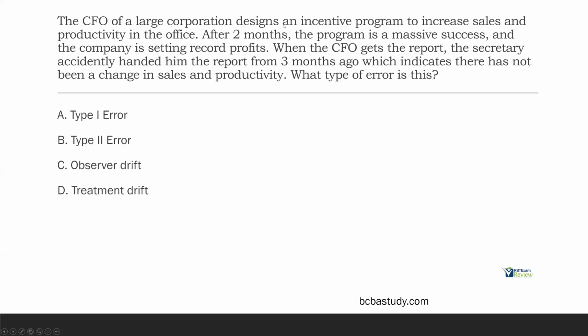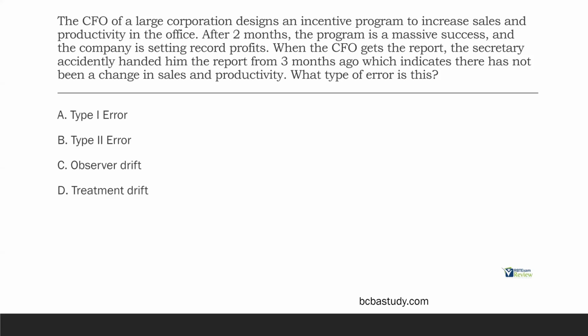The CFO of a large corporation designs an incentive program to increase sales and productivity in the office. After 2 months, the program is a massive success and the company is setting record profits. When the CFO gets the report, the secretary accidentally handed them the report from 3 months ago, which indicates there has not been a change in sales and productivity. When the CFO reads that report, what is he going to think? Well, he's going to think his entire plan was ineffective.